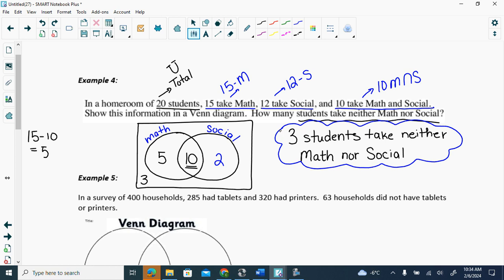So when we see the Venn diagram, we see 3 students take neither math nor social, we say, boom, this kid's got it. They know exactly what they found. They wrote a sentence. They know this. No question, nothing. 2 out of 2, right? That's what you want. You want no question about if you're right or not. We want all the marks.